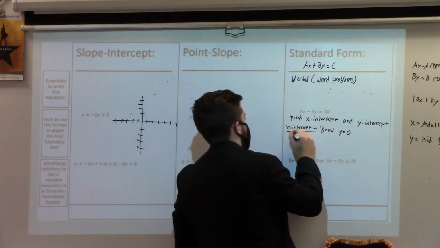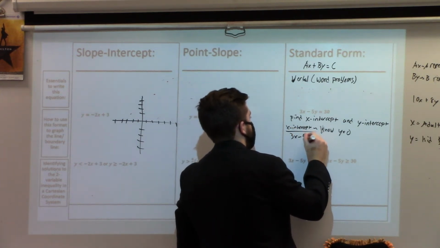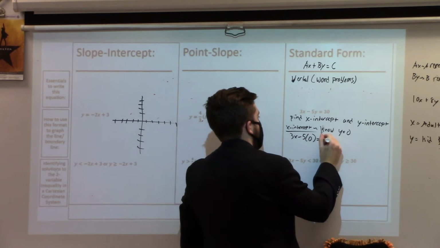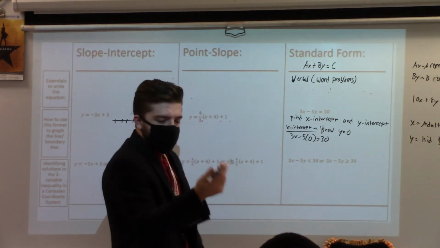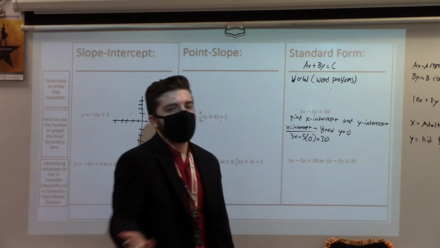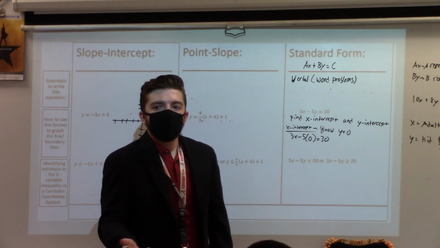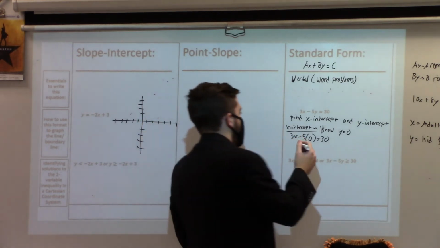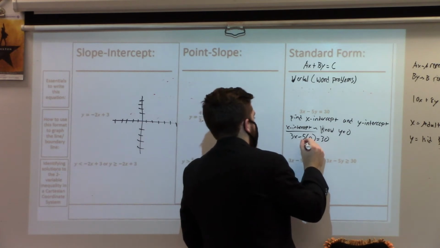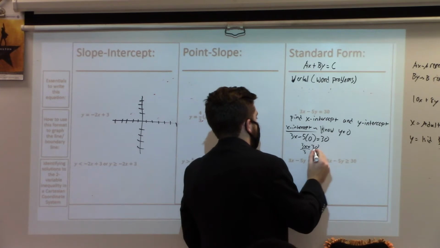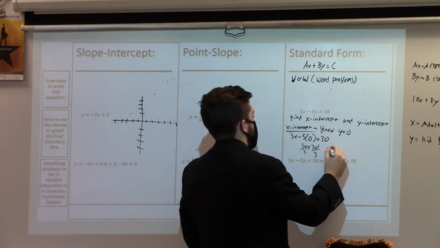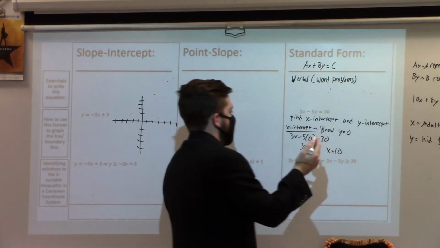So maybe minus 5 times 0 equals 30. So what's 5 times 0? 0. And then what's 3x minus 0? 3x, right? So 3x. Yeah, so which gets you 3x equals 30. So then what would x be? 10. Okay, now are we done?